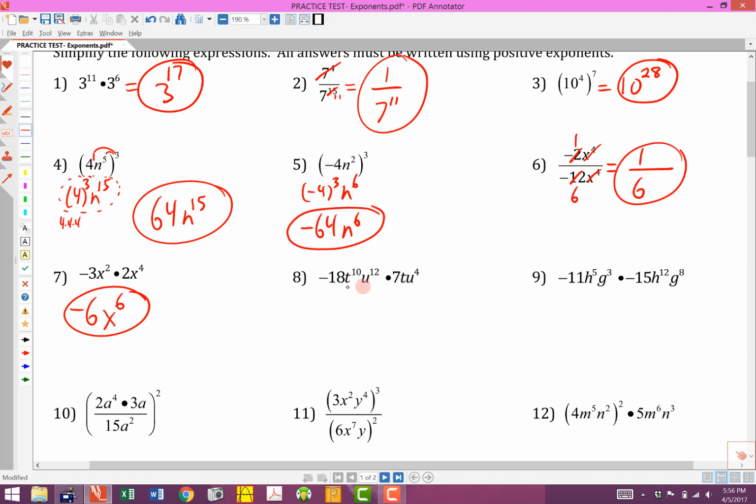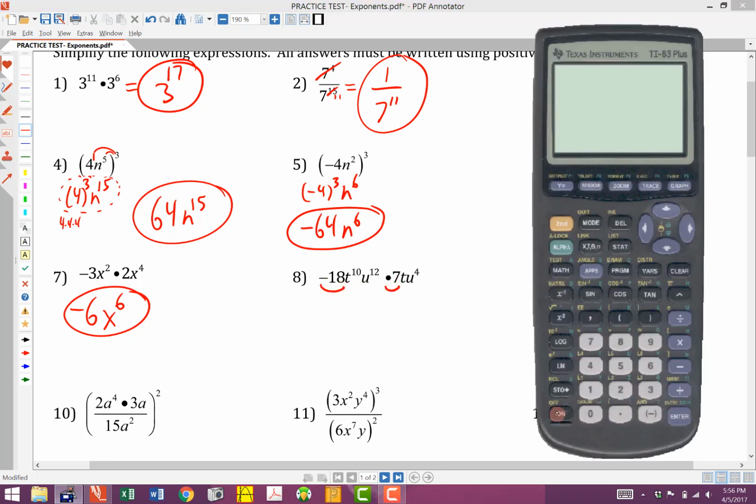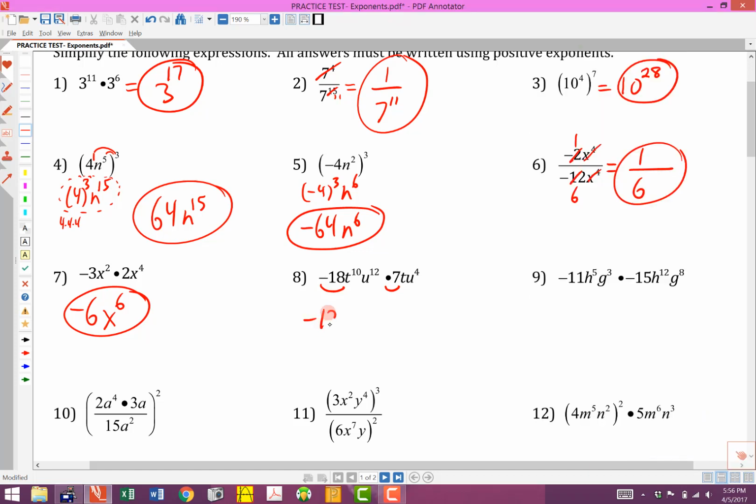So let's take a look here. We've got a big multiplication problem. Not numbers that look very good, but let's go ahead and multiply these together. And for that, I'm going to grab the calculator. And let's go ahead and do negative 18 times 7. We get negative 126, so negative 126. And then let's see, we normally do these in alphabetical order, so let's do the t's first. So we've got t to the u, and this is, don't forget, t to the 1st. So we're going to add those exponents together, so that's going to be 10 plus 1, we get 11. And then we have u to the 12th and u to the 4th. 12 plus 4 is going to be 16. So there's our answer right there.